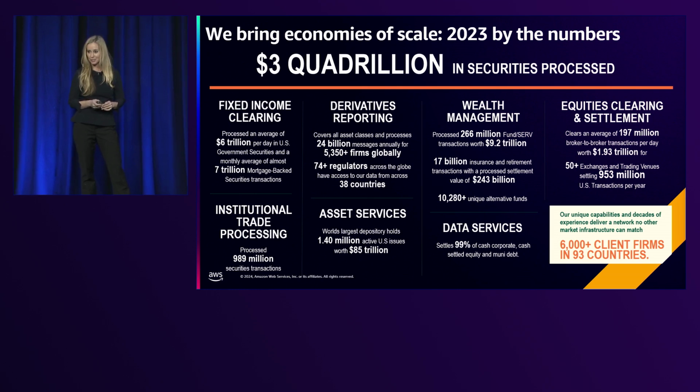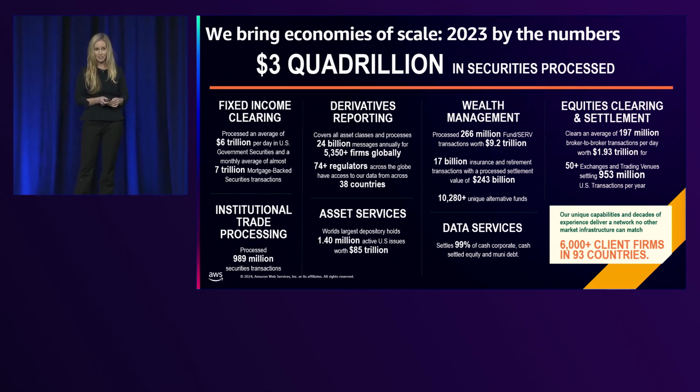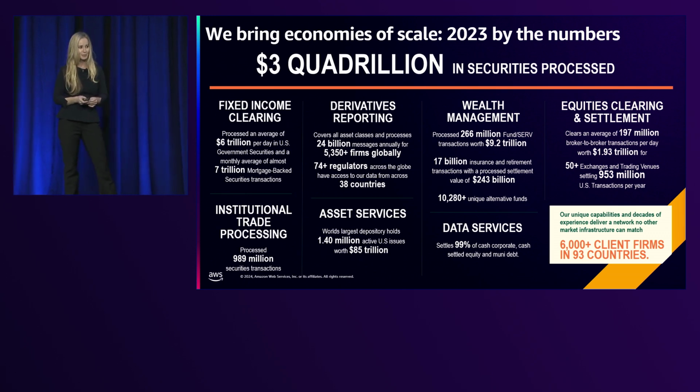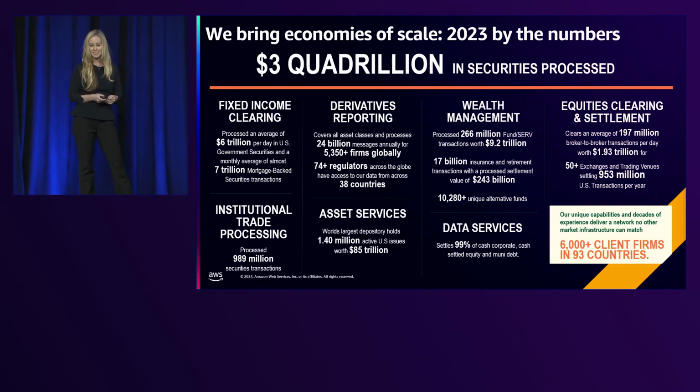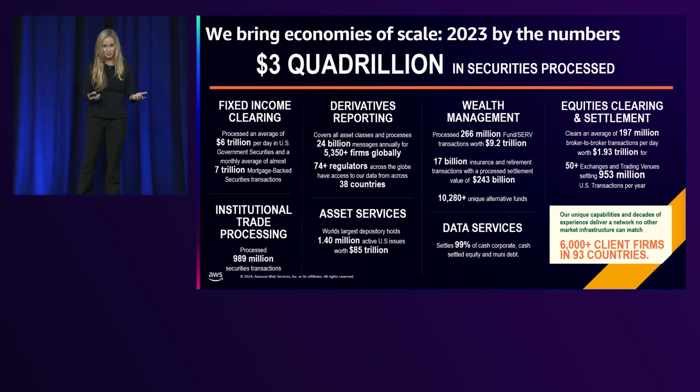We are a central securities depository for the US. We essentially process and clear the large majority of securities within the US. So last year, we processed $3 quadrillion in securities. In fixed income alone, we processed $6 trillion worth of securities per day. That's $250 billion per hour. So it's a lot of responsibility.